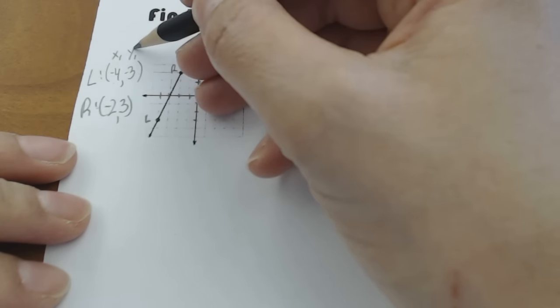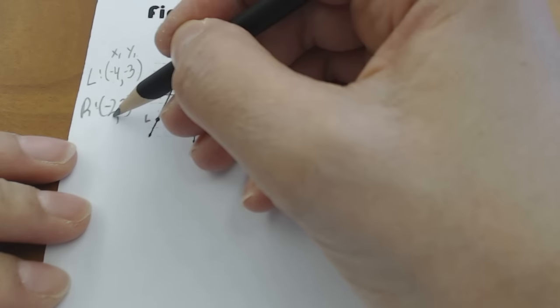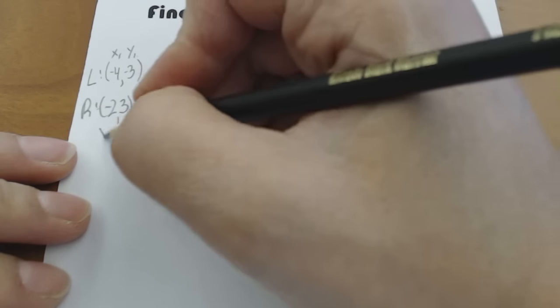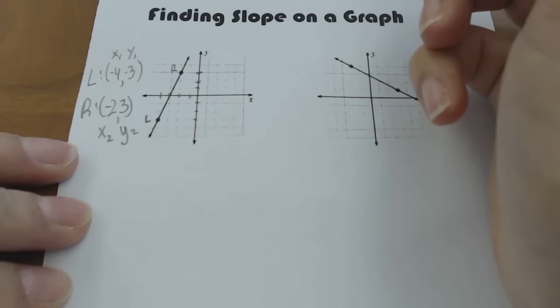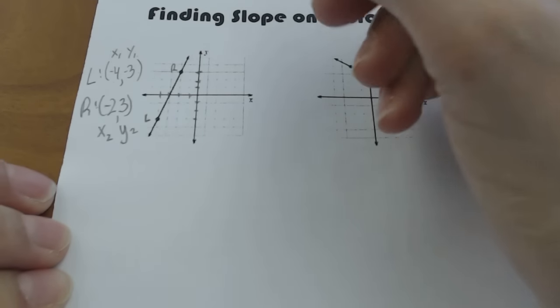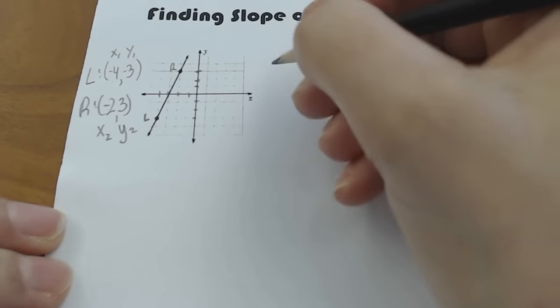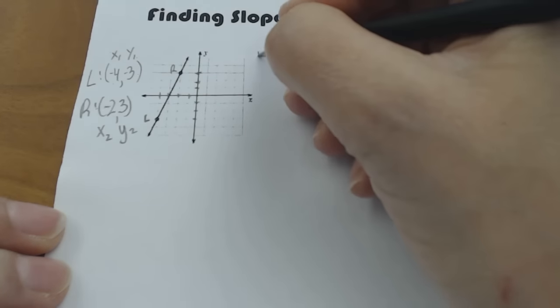That was x1, y1 because it was our first point. Our right point is -2, 3, and because this is our second point, we're going to label this x2, y2. So there we go. That's how you label your points. Next, we are going to be using the slope formula. So I'm going to put this here.